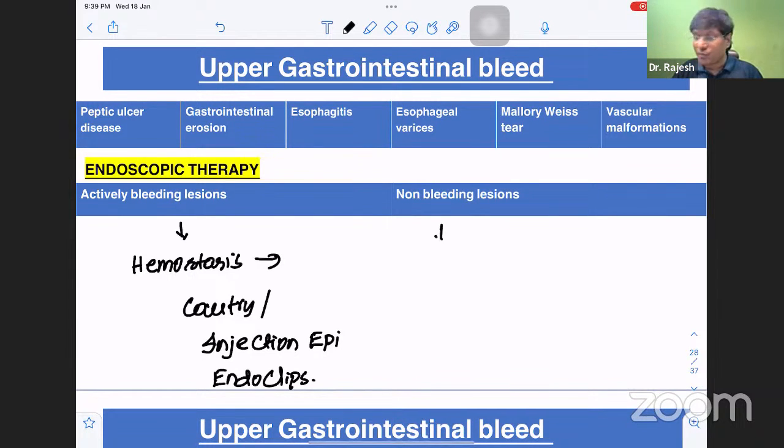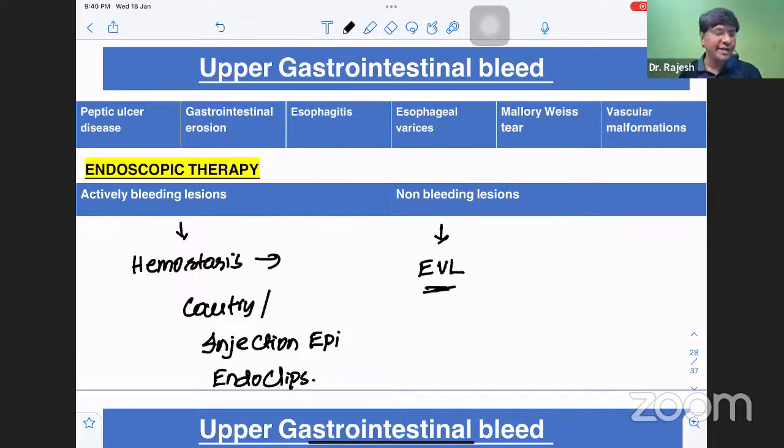And those where you have done an endoscopy but there are non-bleeding varices, in those cases you can do the application of esophageal variceal ligation, right? Not only that, you can also do the injection of epinephrine. So this is for the endoscopic therapy.